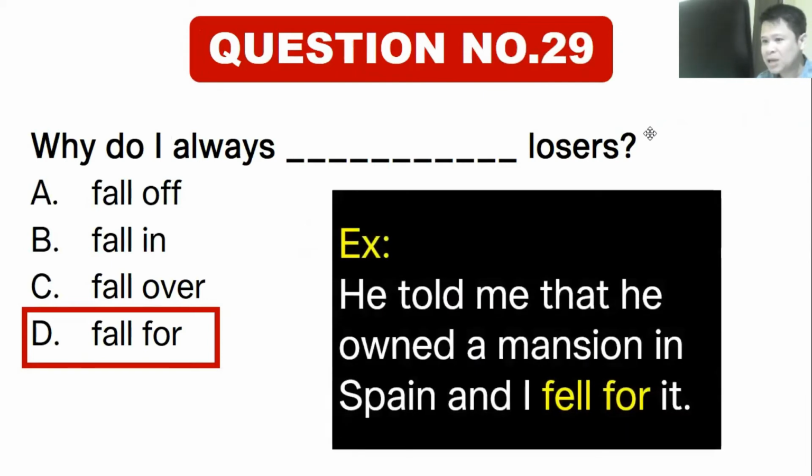Example, he told me that he owned a mansion in Spain and I fell for it. I believed him. But the truth is, he did not own any mansion in Spain. So I fell for it.